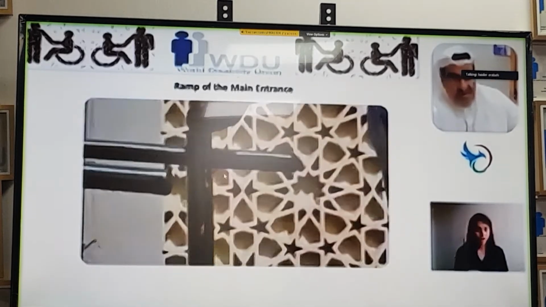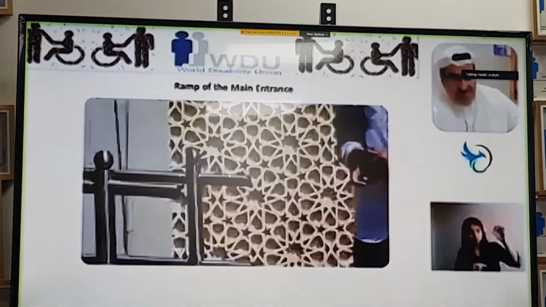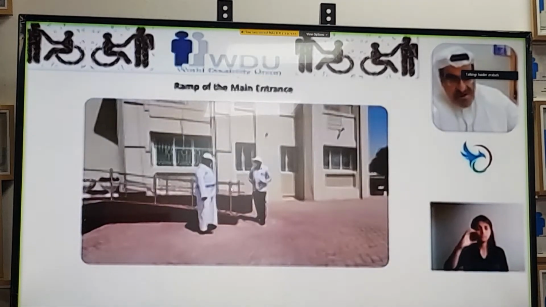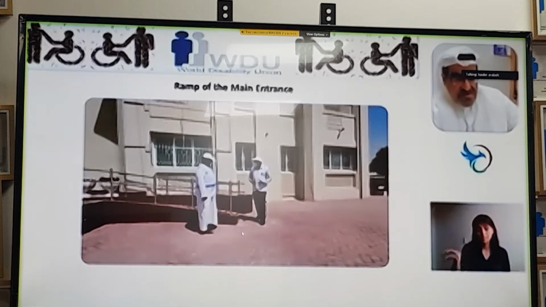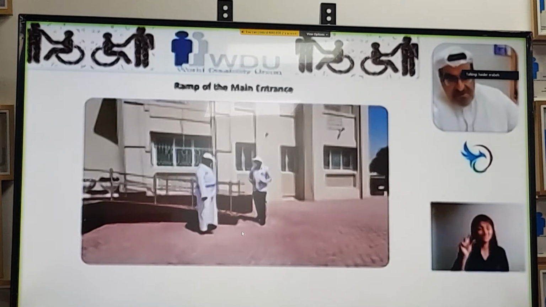And also they need to take the measurement of the side bar, which should be 1 meter, so that if there is a crutch user, not a wheelchair, he can put his hand on it and go up. Or if there is an old person, they can also use the side bar to go up the ramp.